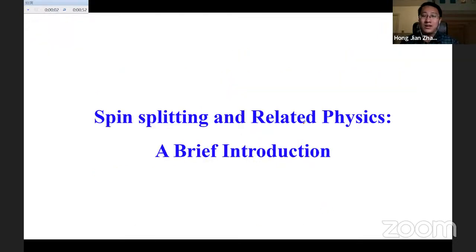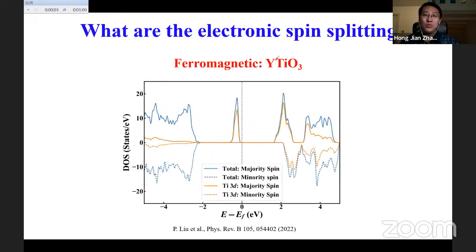In this talk, I will first introduce a bit of spin splitting and related physics, and then I will show our efforts in this area, regarding two interesting spin splitting patterns. So first, what is electronic spin splitting?